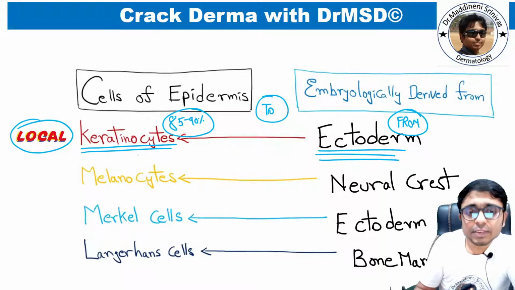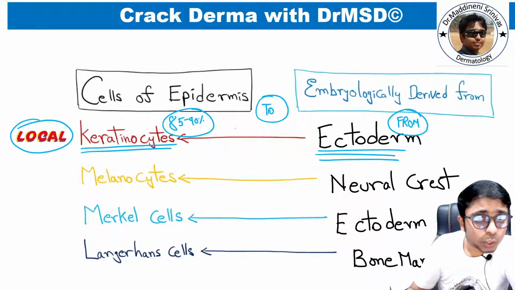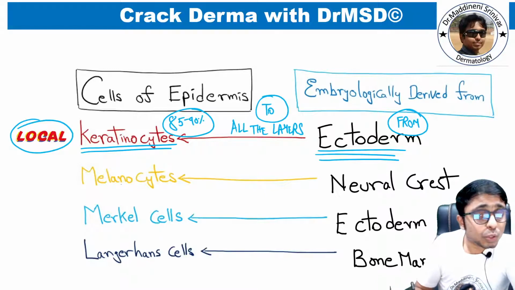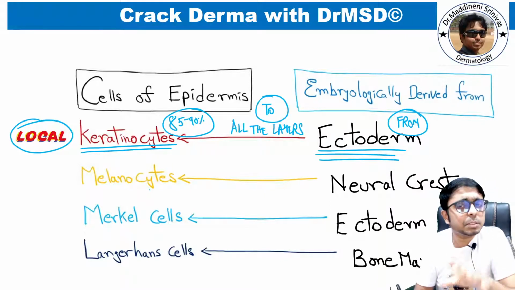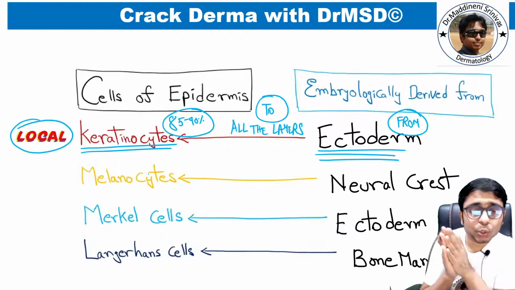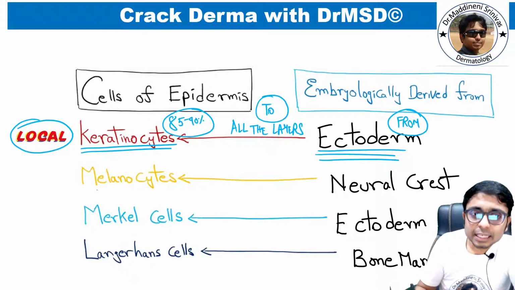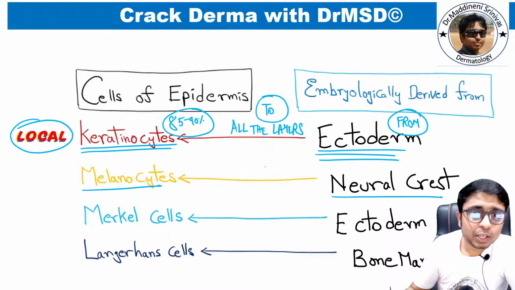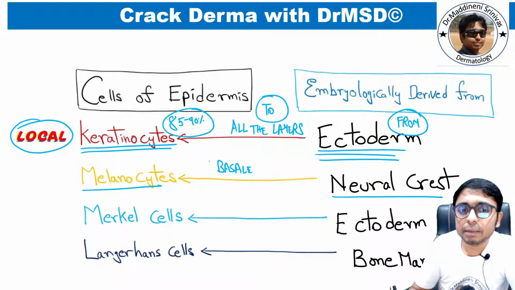So keratinocytes we have already seen, the from address is ectoderm, and the to address is all the layers of the epidermis. So in all the layers, keratinocytes will be there. Other cells are not like that. They have some specificity to where they have to stay. That is, they want a to address to be fixed. If you look at melanocytes, their from address is neural crest, but the final Aadhaar card permanent address is stratum basal. Okay, so it is stratum basal.